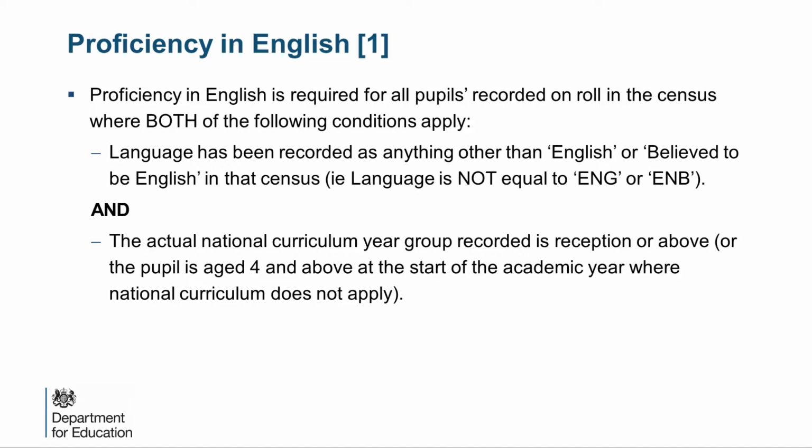Currently, the language data collected for EAL pupils does not distinguish between pupils who lack a basic command of the English language versus those who are bilingual and have mastered English sufficiently to use the curriculum. To help us better understand this, proficiency in English will be collected for all those pupils in National Curriculum Year Group Reception and above, or aged 4 and above as at the 31st of August, where the National Curriculum does not apply, whose first language is not English or believed to be English.